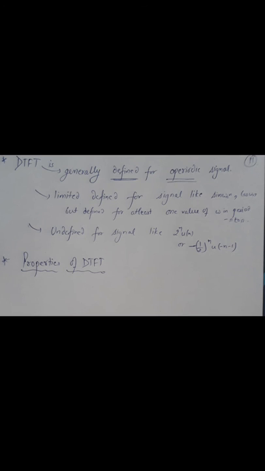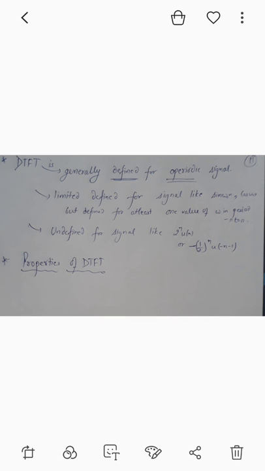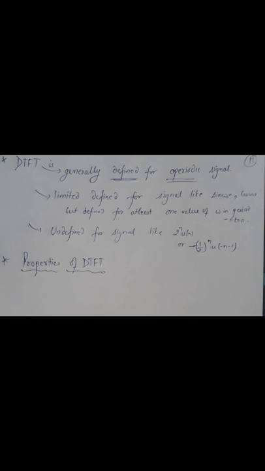Now again, for DTFT three cases are there. First, DTFT is generally defined for aperiodic signals. Second, it is limitedly defined for signals like sin ω0n and cos ω0n, but defined at least for one value of ω in the period minus π to π. And the third case is undefined for signals like 2^n u[n], because here it is a growing exponential; if we find the summation, it will become infinite. So the third case is undefined for signals like 2^n u[n] or minus (1/2)^n u[-n-1].